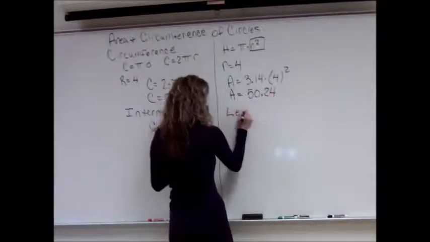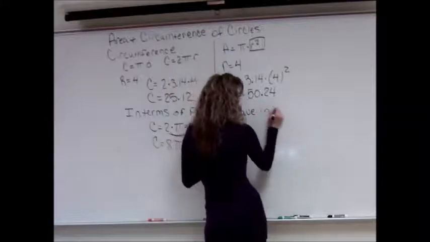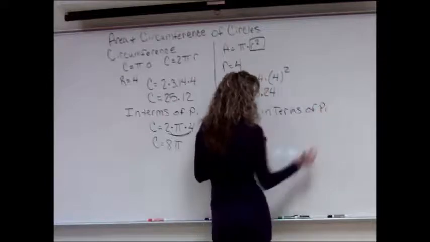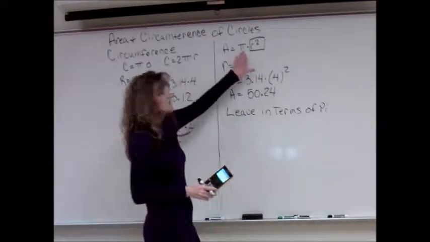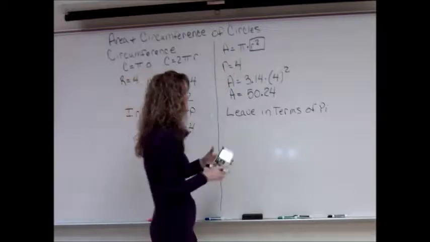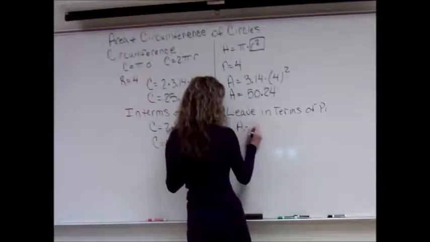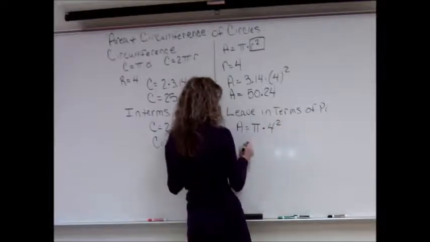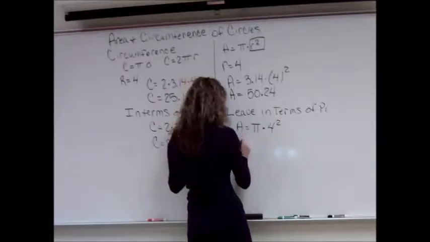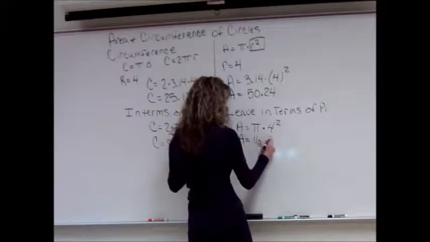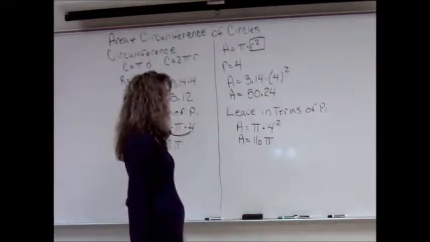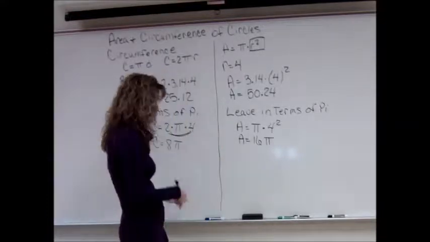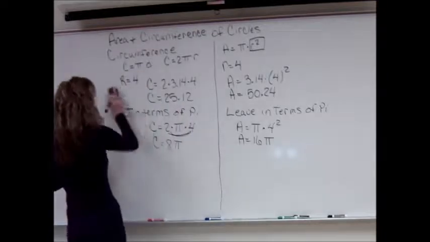Now if I need to leave it in terms of pi, that means that I'm not going to plug 3.14 in for this symbol. So the area is pi times the radius squared. Pi times 4 squared. So I'm going to square that out. That's 16. So the area is 16 pi. All right, super duper easy. Now what happens if they don't give us the radius and we have to solve for the radius? So that's the next kind of problem we're going to see.